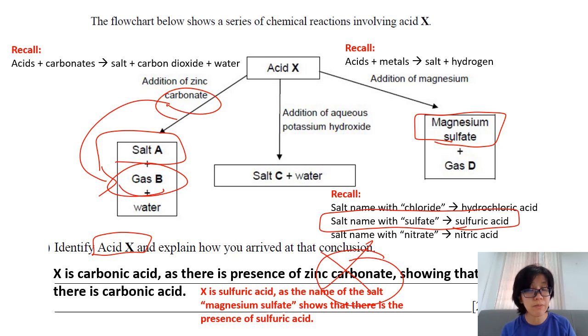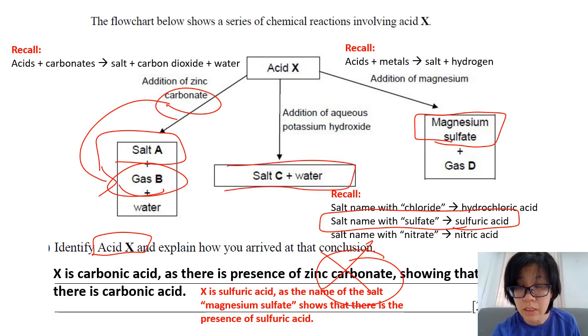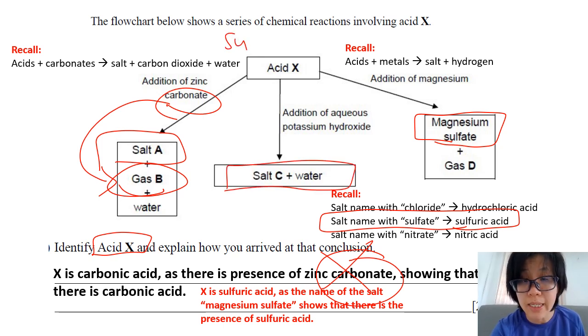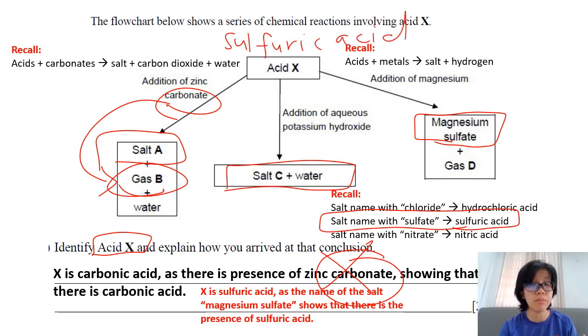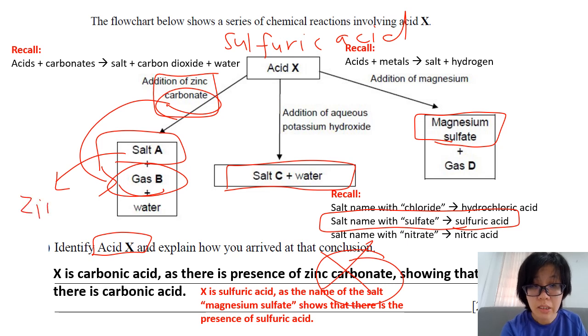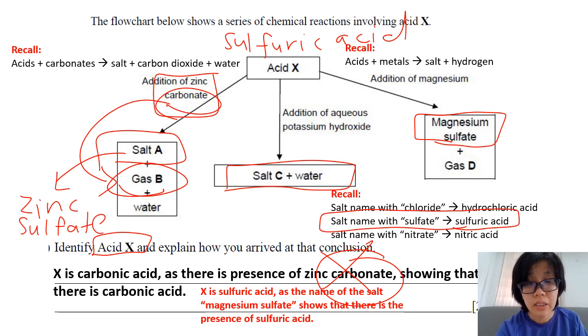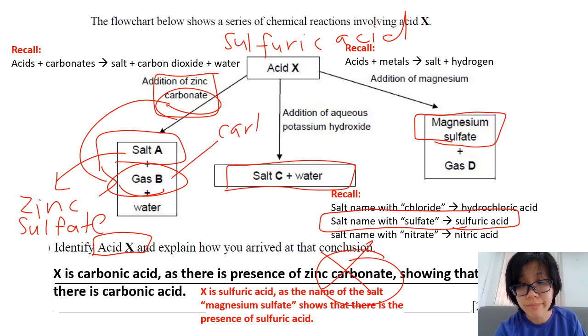Like I said, even up to Sec 4, you will still be seeing a similar question. Over here we see salt plus water. Now that you know this is sulfuric acid, you can tell me what the salt names are already. Sulfuric acid reacts with zinc carbonate, so this one has to be zinc sulfate. Because of the presence of carbonate, you know that this is carbon dioxide. So step by step, you would be able to see what the items inside are.